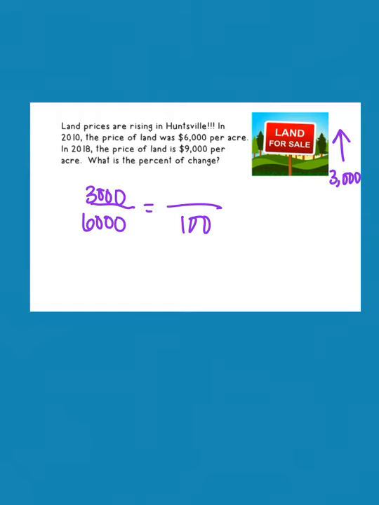And, oh, wait a minute. Hold on. You know what I notice? I notice that that is 1/2. So what's the percent? 50%. So there is a 50% increase in the price per acre.